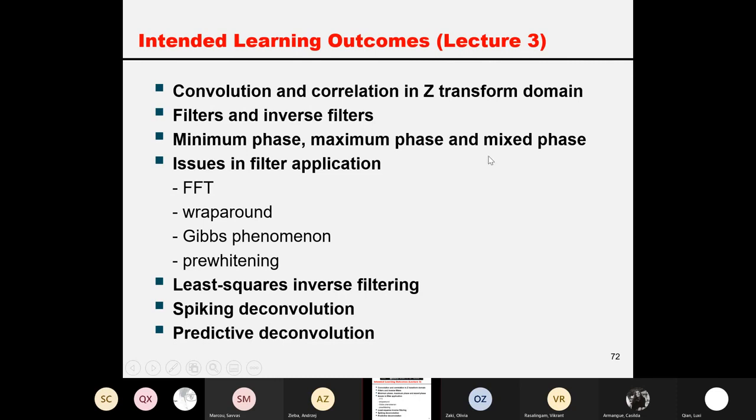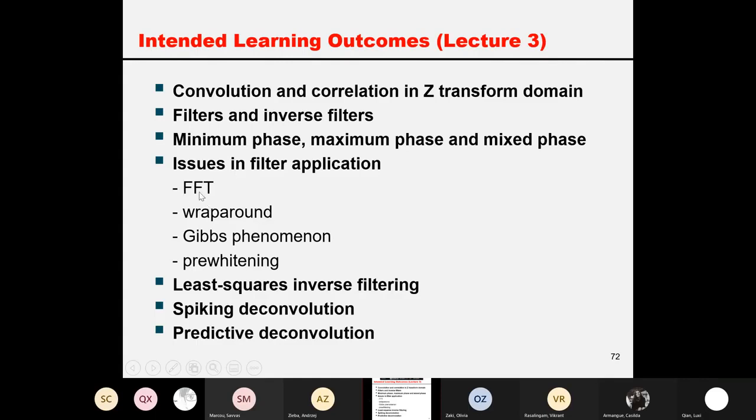So we need to use the equivalent filter concept to transfer each of these maximum phase, minimum phase dipoles into minimum phase dipoles, and then you can do the inverse, right? And the issues: because application of a filter, most likely for seismic data, is in the frequency domain, in the Z transform domain, that means it involves the fast Fourier transform.